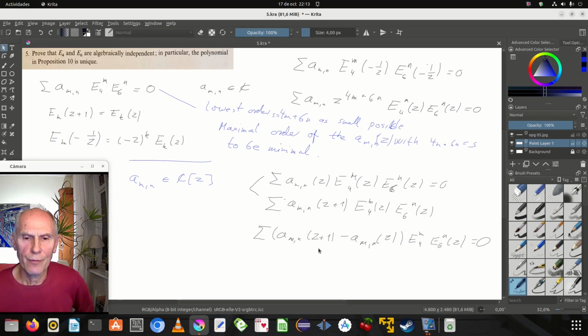and that means that all the values displaced by integers are equal, so the same value occurs infinitely many times, which means that a_{m,n} is constant. So if that's the minimum order, then they are all constant.